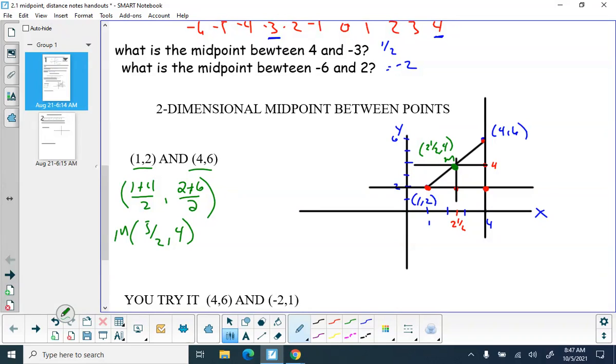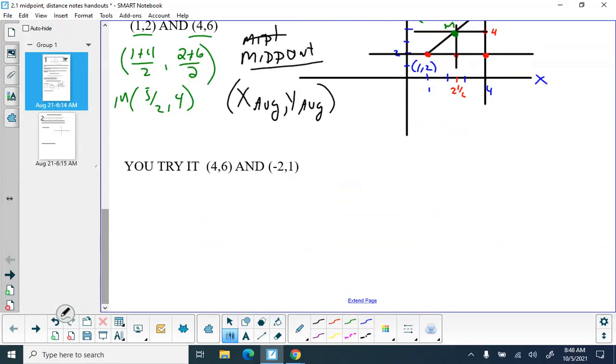So when dealing with the midpoint, we can just take the average of our two x values and the average of our two y values. You go ahead and try it. We have 4, 6, negative 2, 1. What's the ordered pair of the midpoint? Check your answer with somebody around you.